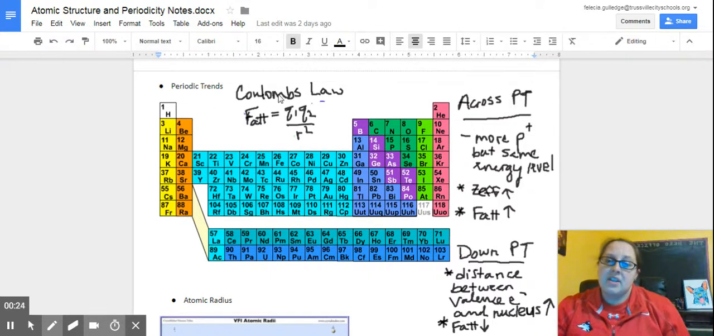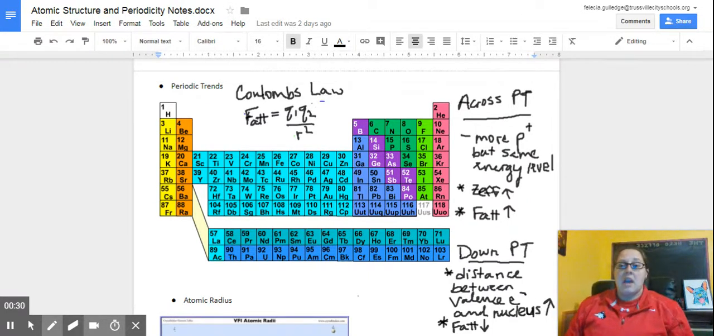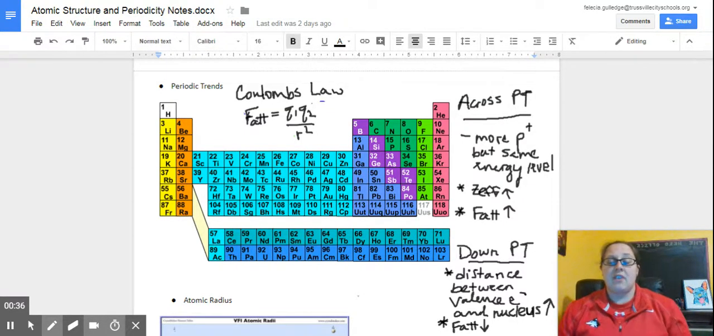So the first thing I need to introduce is something known as Coulomb's Law. Those of you who might have had physics before understand what Coulomb's Law is, and you understand it a little bit deeper than what we're going to have to go into for chemistry. But if you haven't had physics, or haven't heard of Coulomb's Law, let me explain a little bit about what it is. Coulomb's Law is the force of attraction between any two things.